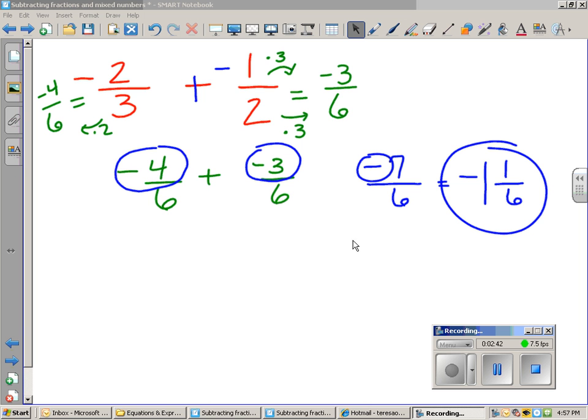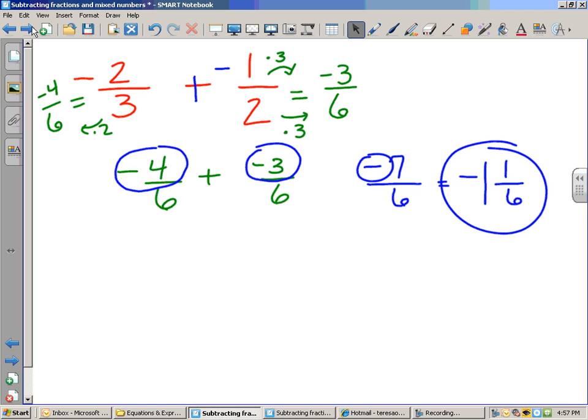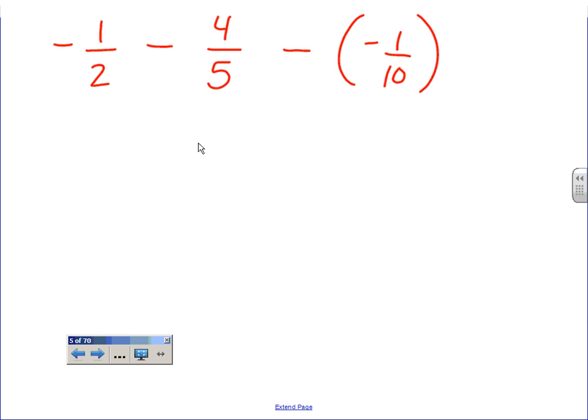The last thing that I want to do is check to see if my answer makes sense. All right, I'm adding 2 negative fractions, so I'm going to get a negative answer, so it does make sense. All right, let's check out the second problem. This time I have 3 fractions that I'm going to add or subtract. All right, I'm going to do it the same way.